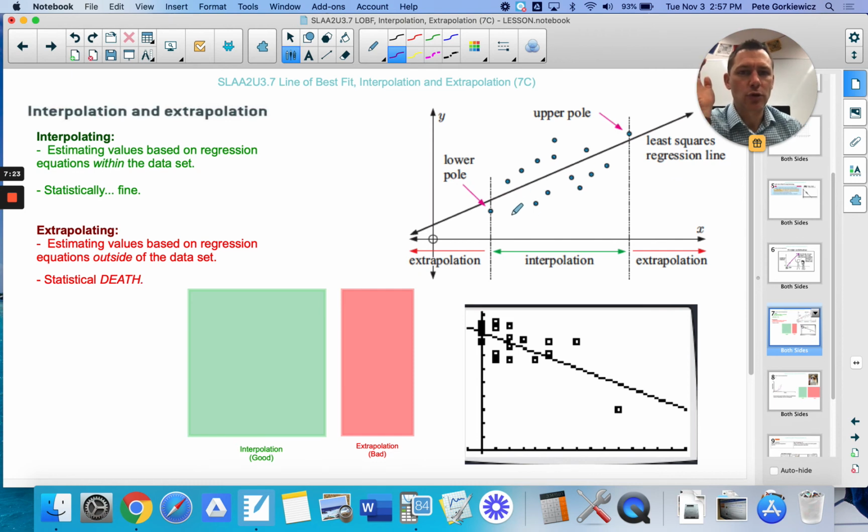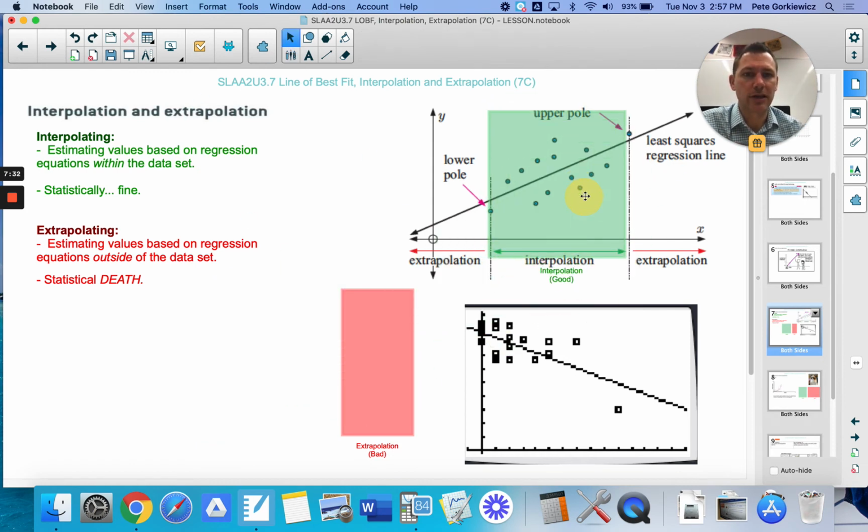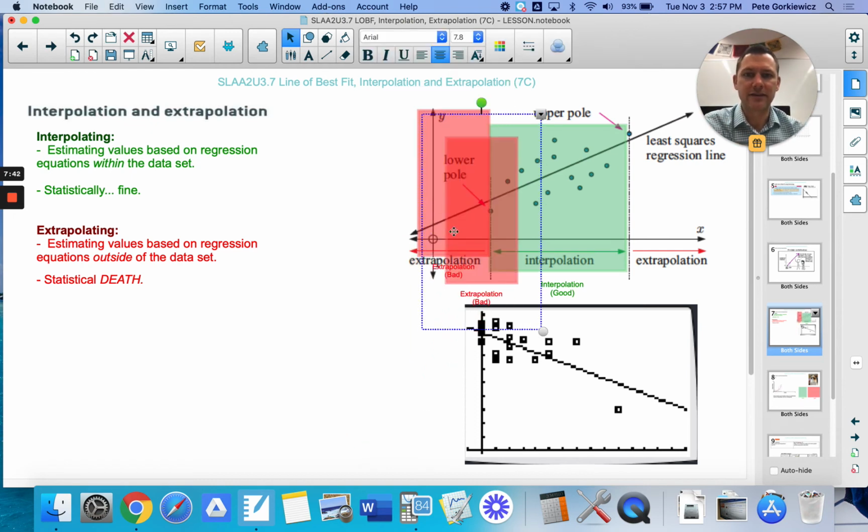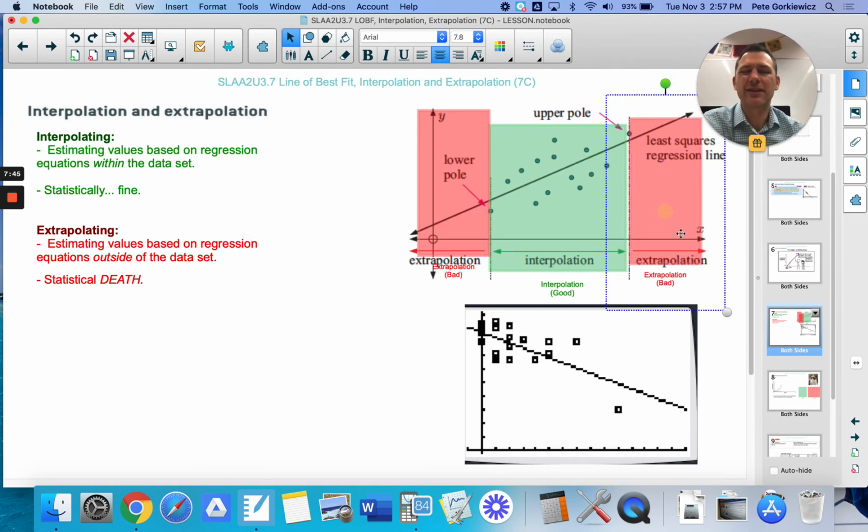Interpolating means you're looking at the trend within the data that you have, the data that you know exists. So this is interpolation, and that's good, statistically good. We like interpolation. Extrapolation is continuing that trend outside of your data, and that is statistical death, right? Because you don't know that it's going to work.